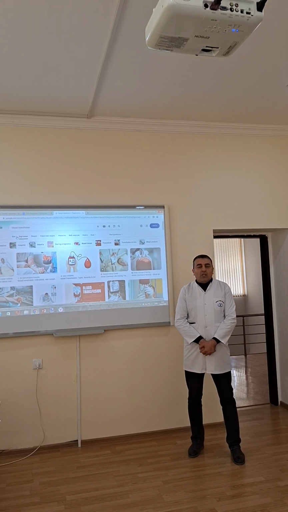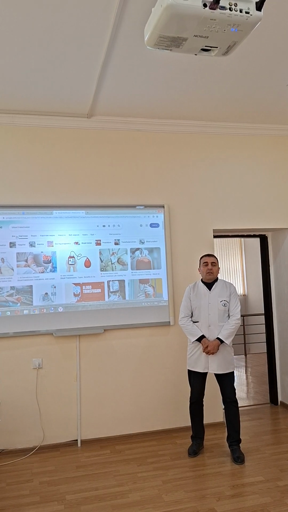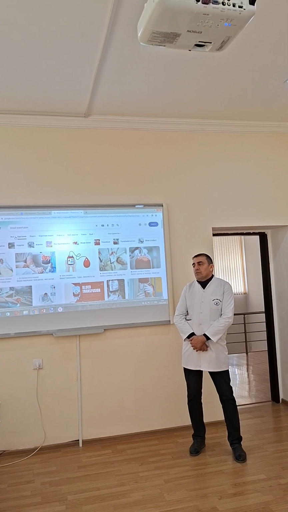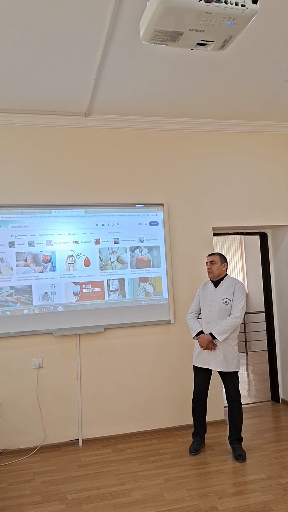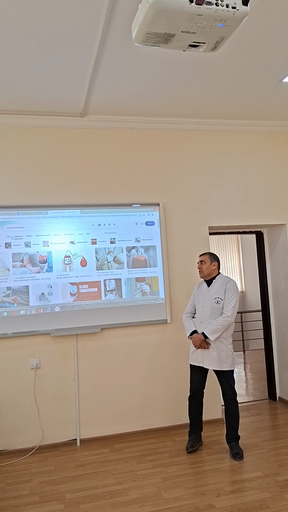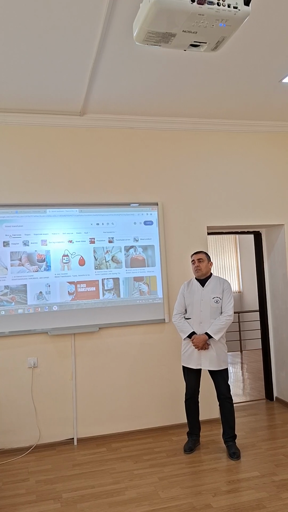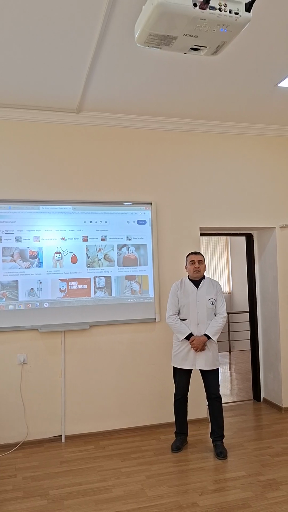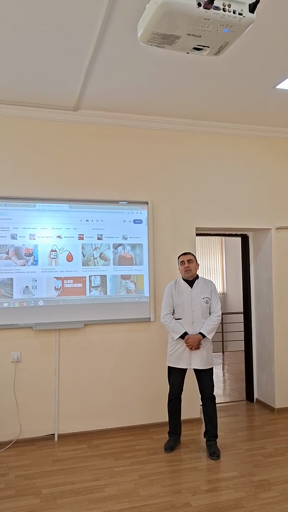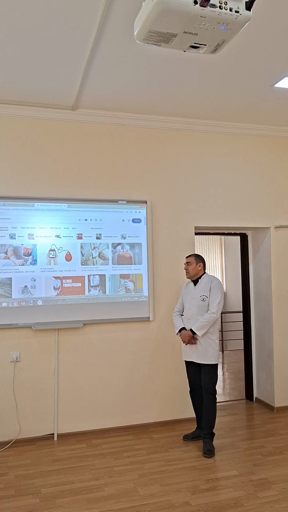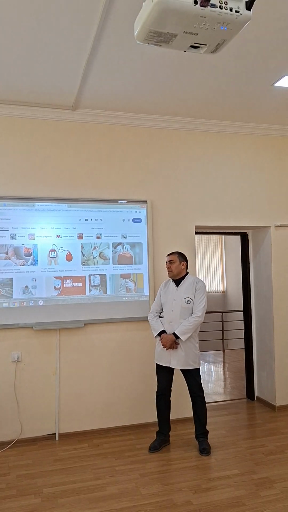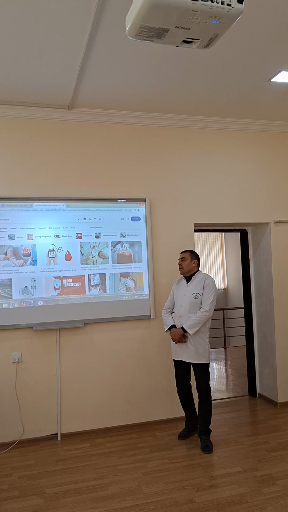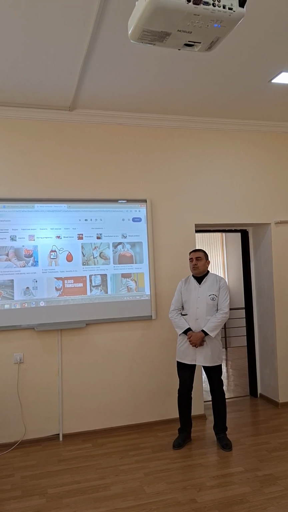There are 2 types of agglutinogen, called A and B. They are located in erythrocytes, and there are 2 types of agglutinin. These are alpha and beta agglutinin. They are located in plasma.